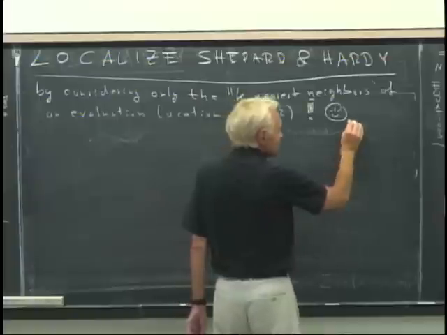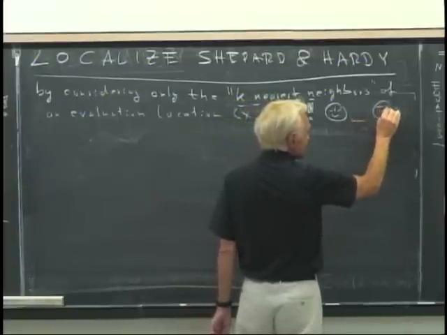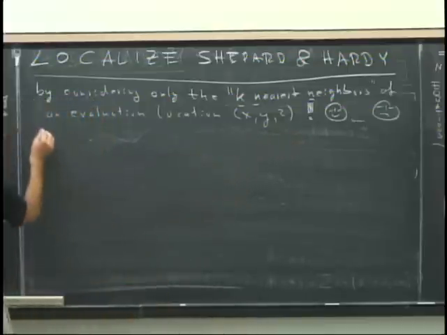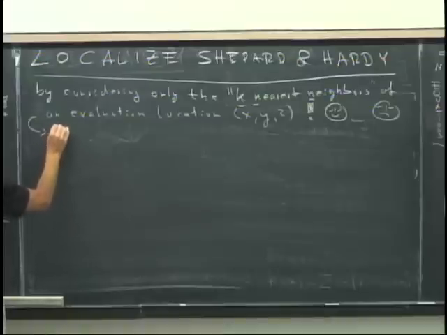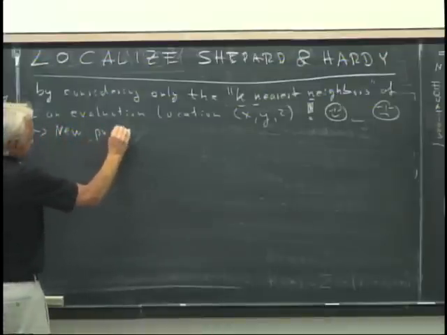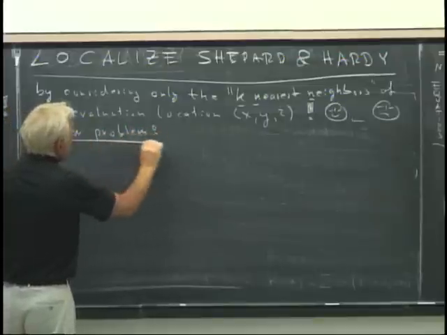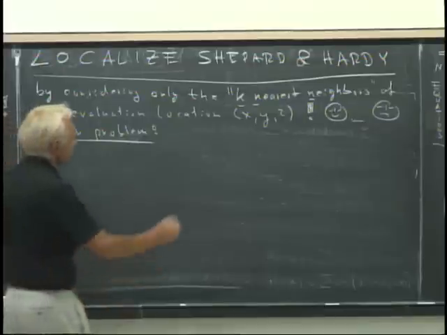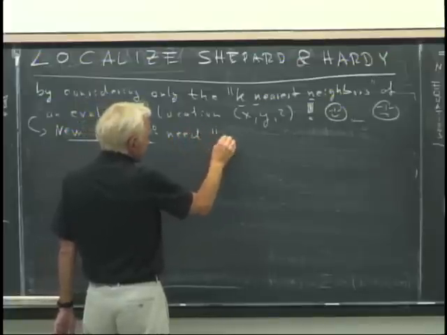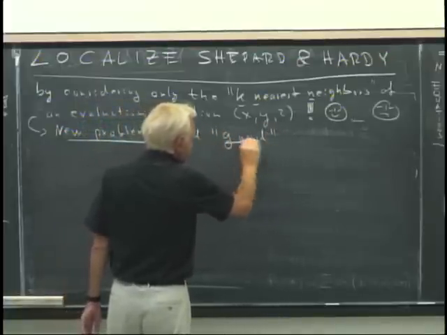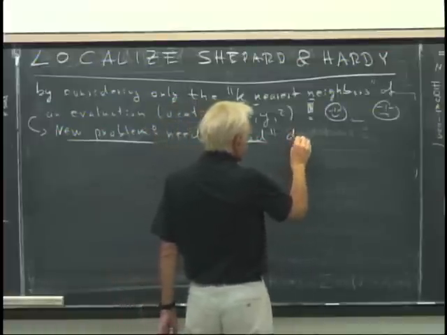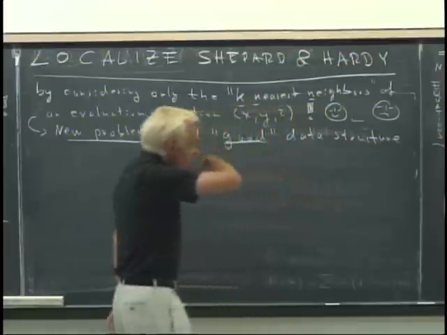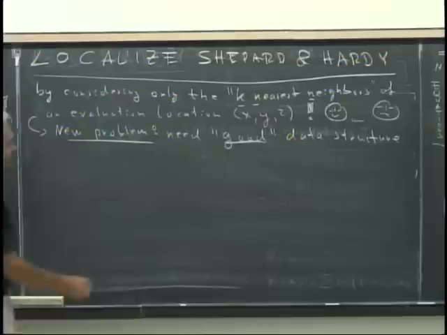But then we think about it, and after some time, we are not so happy because we have introduced a new problem, this KNN problem. You have to do that. So we have a new problem to solve. We need a good spatial data structure that allows us to identify the k nearest neighbors quickly, and there are entire books about that, of course. Need a good data structure to determine the KNNs quickly.